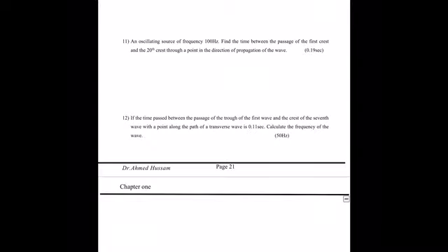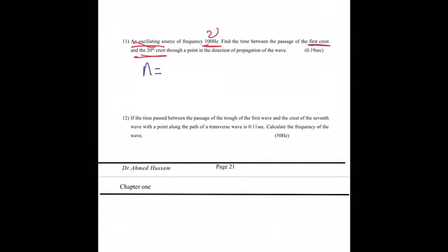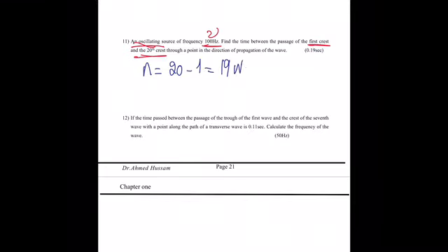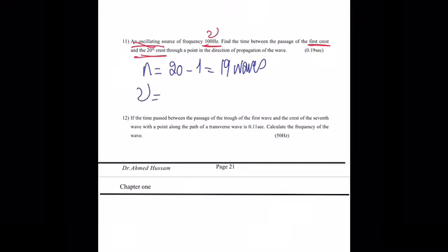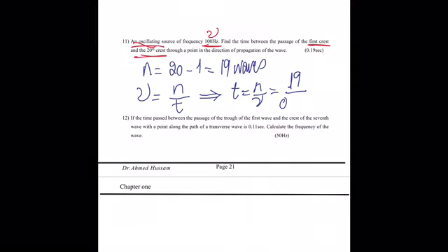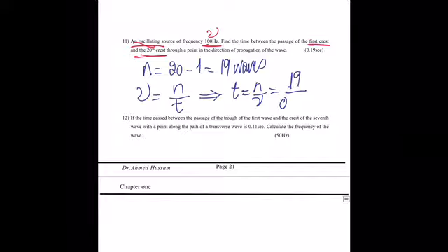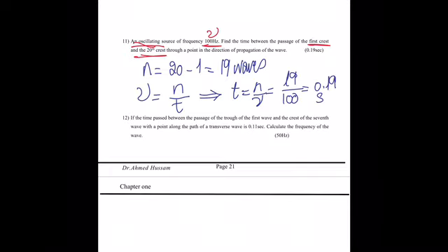to number 11. An oscillating source of frequency 100 Hz. Find the time between the passage of the first and the 20th crest. Then the number of waves equals 20 minus 1, 19 waves. So simple. Frequency equals number over time. Then we can get that the time equals number over frequency. So 19 over 100 equals 0.19 second.